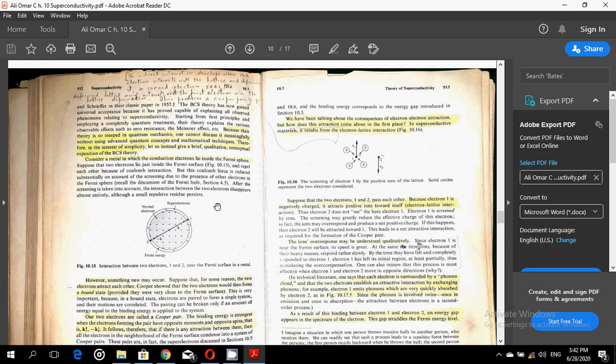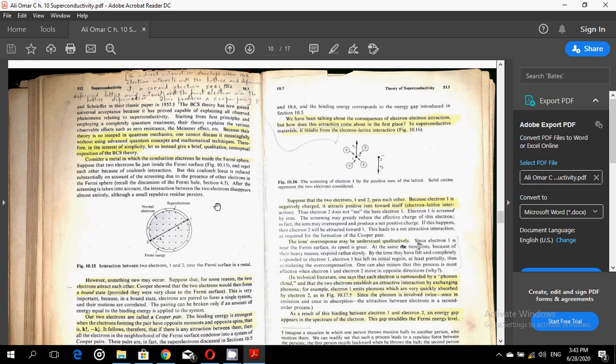So we can say that electron 1 is screened by ions by the lattice contribution. The screening may greatly reduce the effective charge of this electron. In fact, the ions may over-respond and produce a net positive charge, as shown in this figure. If this happens, then electron 2 will be attracted towards electron 1, instead of these two electrons repelling each other.